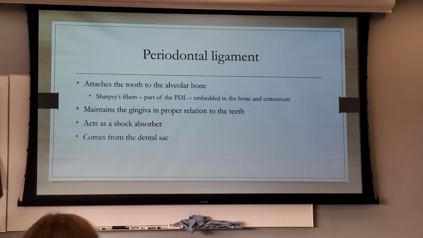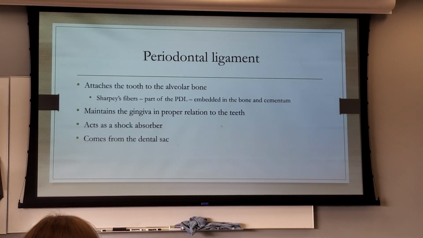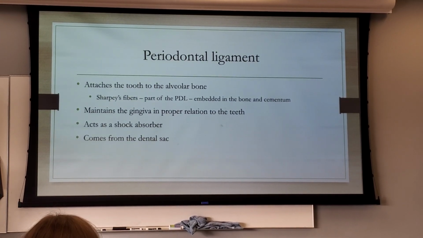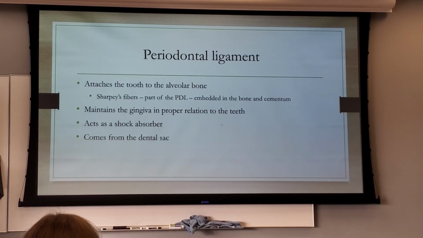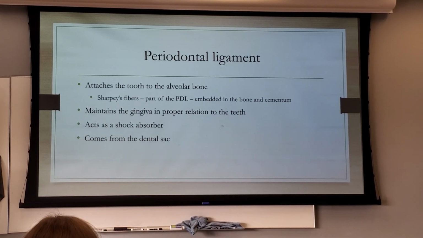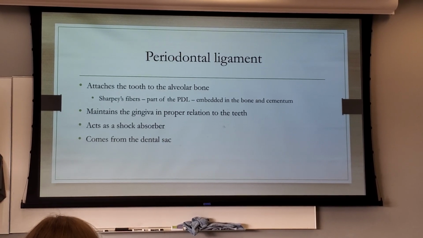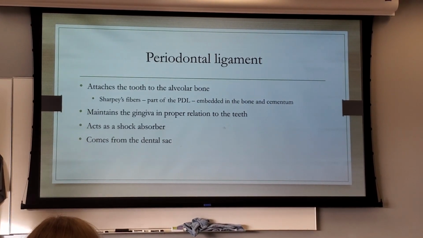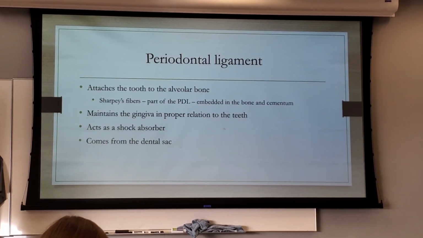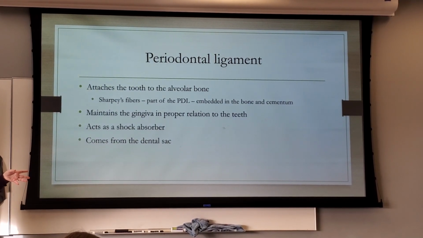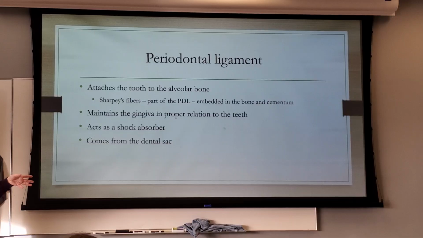So the periodontal ligament attaches the tooth to the alveolar bone, and those Sharpey's fibers, which are part of the PDL, are the part that's embedded into the bone and the cementum. So the end of the periodontal ligament is the Sharpey's fibers. We have the periodontal ligaments, everything in between, but at the end we have Sharpey's fibers, and they have to attach at a 90-degree angle into our alveolar bone and a 90-degree angle into our tooth, into our cementum.